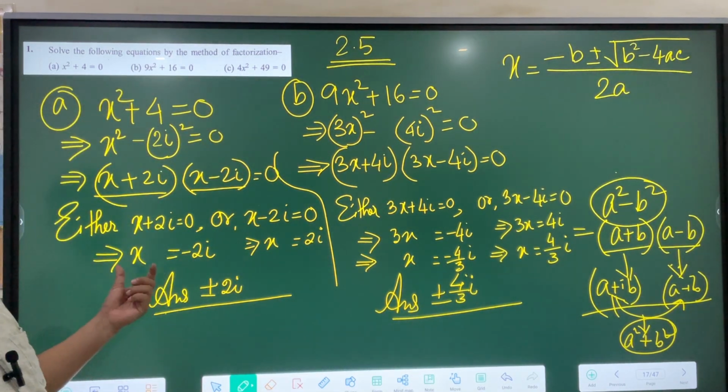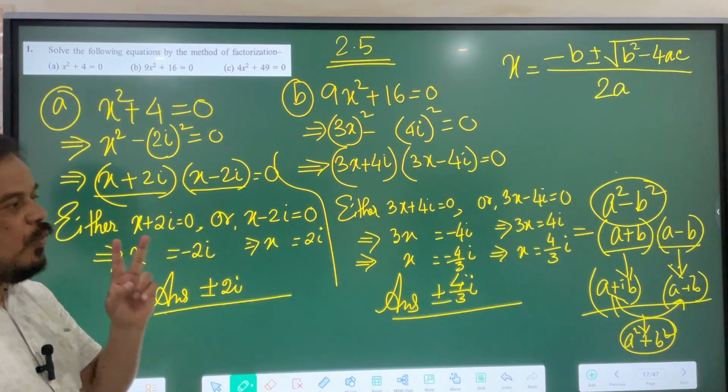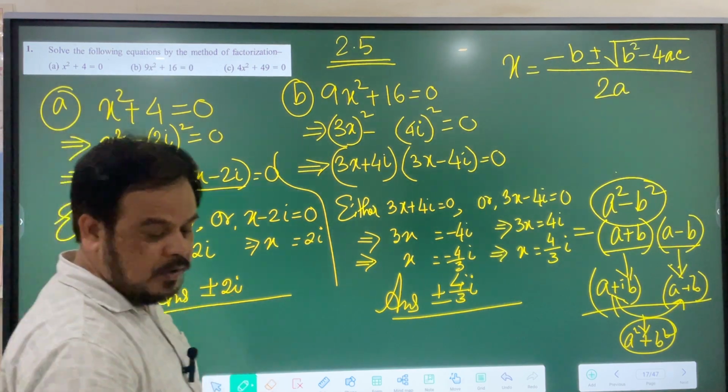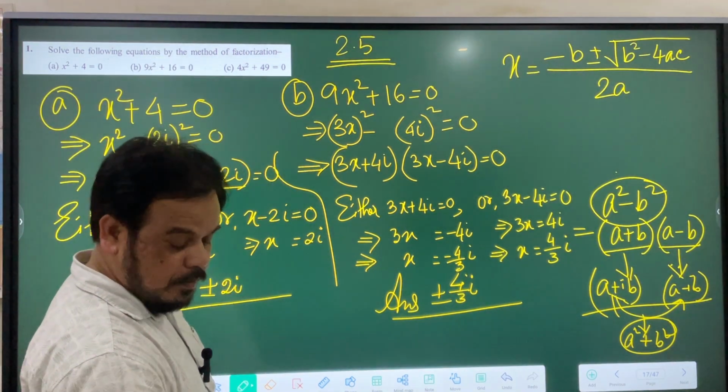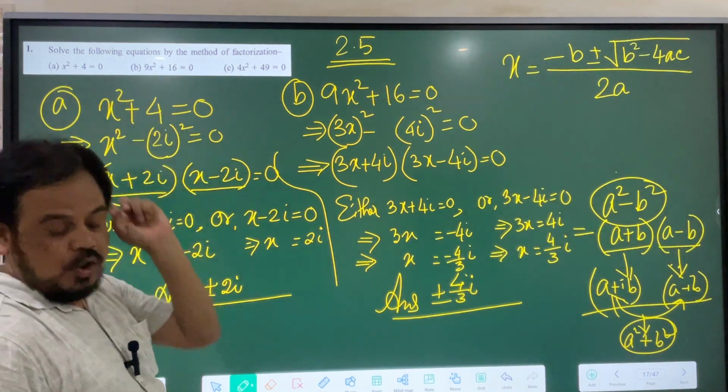So once again let me tell you, x equals minus and plus, that means we have got two values. We have got two values because the highest power of x is 2.